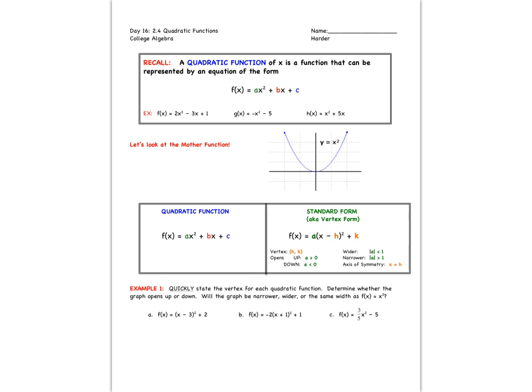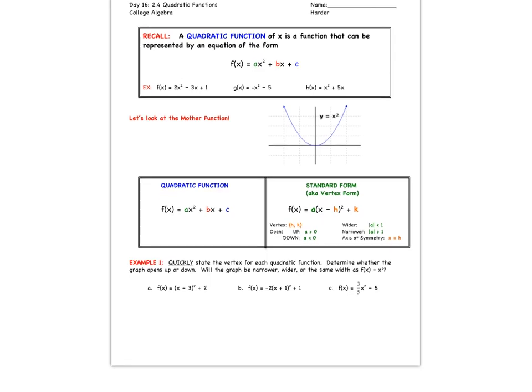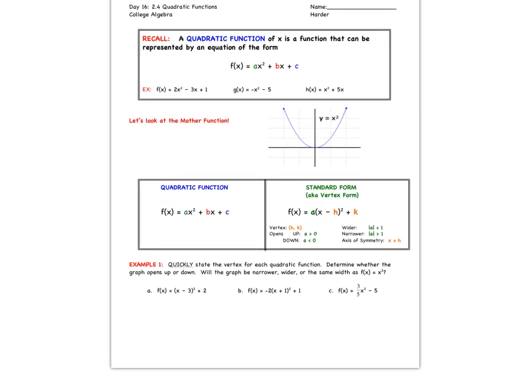All right, let's get into some of these examples down here, where I want you to quickly state the vertex for each quadratic function and then determine if it opens up or down. Will the graph be narrower, wider, or the same width as the mother function f of x equals x squared? Let's start with example 1 here.